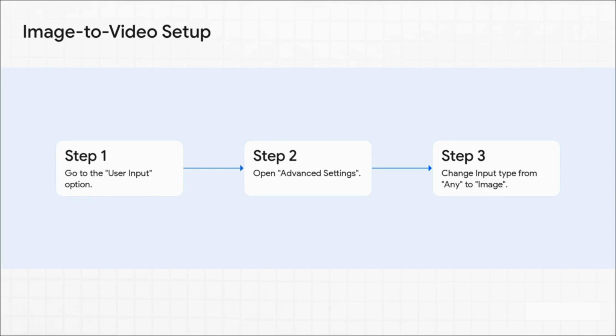So to switch from text to video to image to video, you'll first go to the User Input option. This is going to create a new little block in your workflow. Then, just like before, open its advanced settings, but this time, you're going to change the input type from any to image.